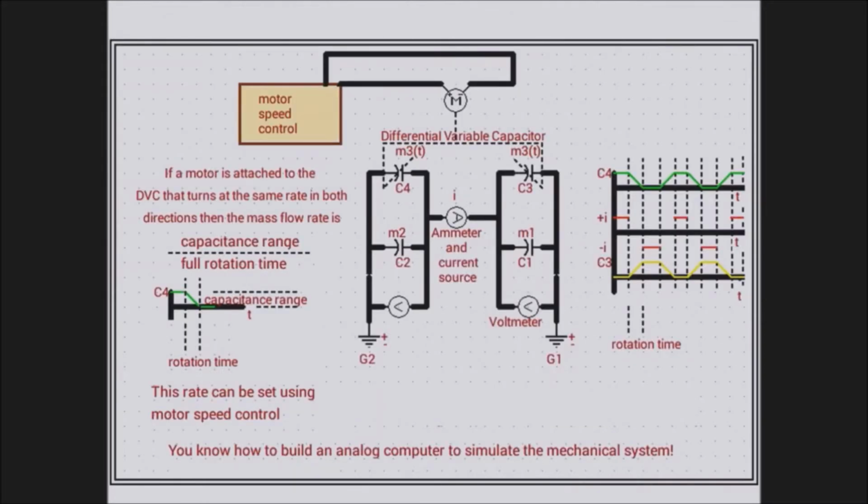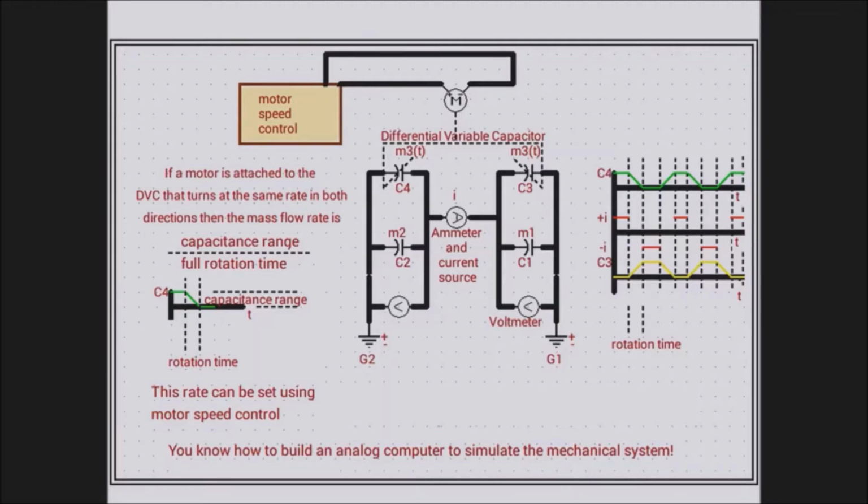Here we are at the final stage of developing our mechanical analog in electrical form. Notice now that we have added some components to the system, one being the motor. This motor is connected to the shaft of the differential variable capacitor, and its purpose is to rotate that shaft for us, left and right.